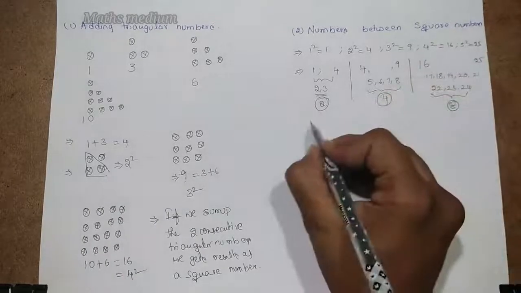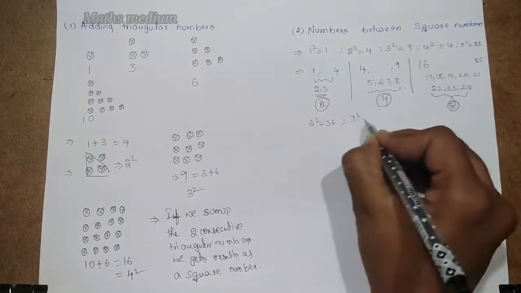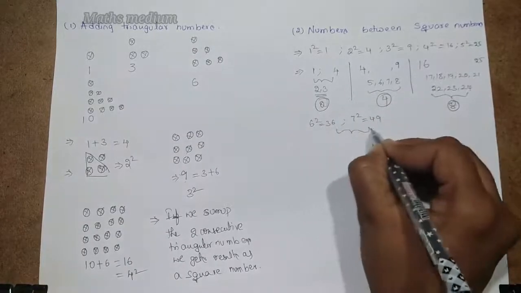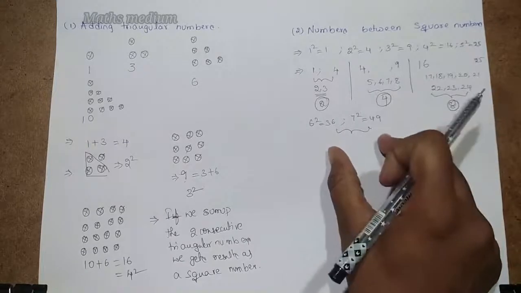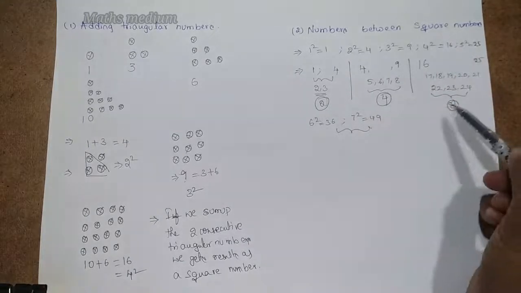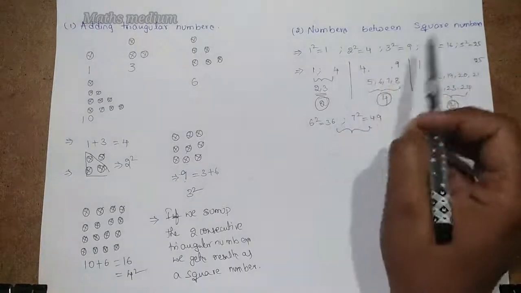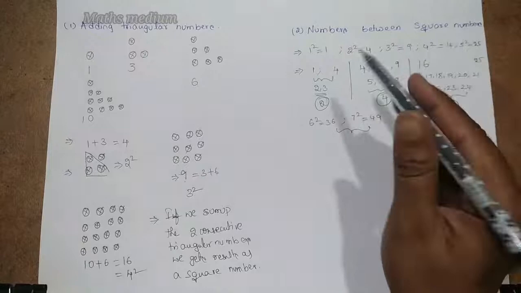If you proceed, 6 square is equal to 36 and 7 square is equal to 49. Between these two, how many numbers are there? In this case we can solve it as 2, 4, 8. But if bigger numbers are there, how can we find the numbers between the square numbers? There is a simple formula for this.